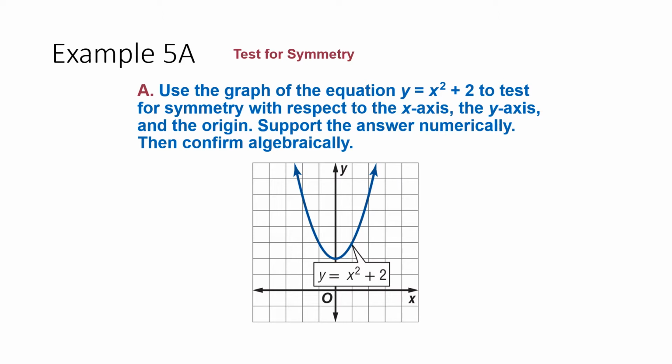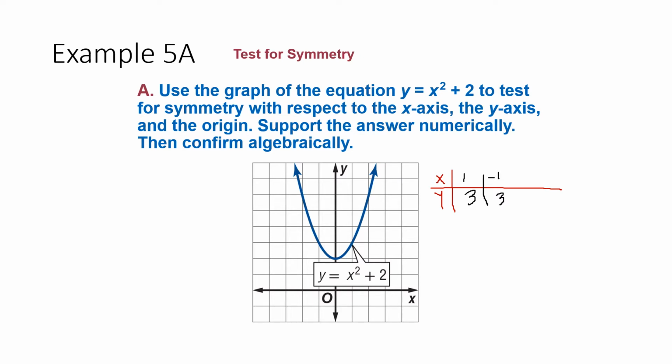What about the rest? Support the answer numerically. How will we support it numerically? Yeah, we can make a small table, for example, x and y, and let's use numbers. Numerically means use numbers, right? So let's see some numbers at the right side. When x is equal to 1, y is equal to 3. But when x is equal to -1, y is also equal to 3, as you can see from the graph.